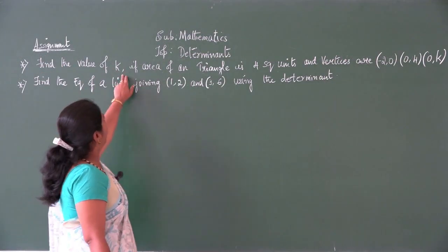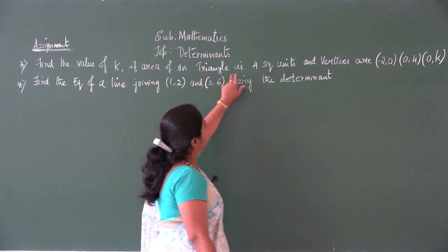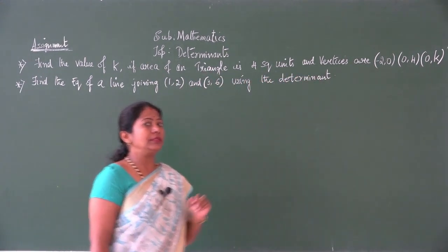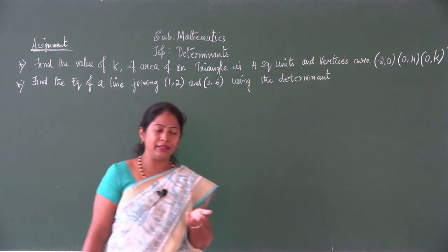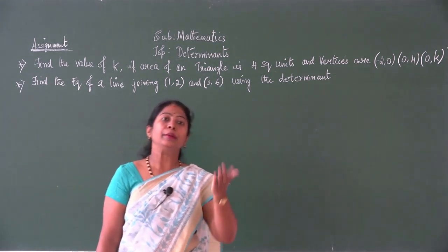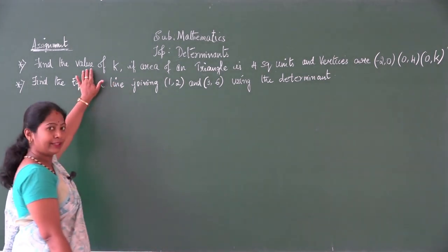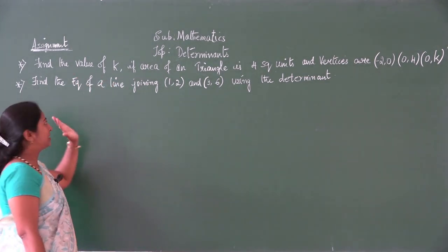Find the value of k if the area of a triangle is 4 square units and the vertices are minus 2, 0, 0, 4 and 0, k. It is similar to the previous problem which I have solved. So, you all can take this question for an assignment. Moving on to the next question.